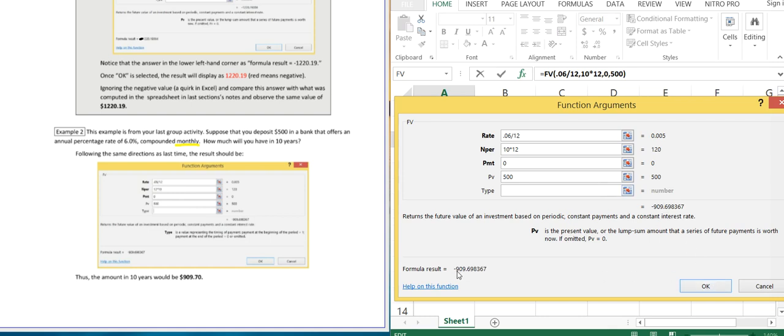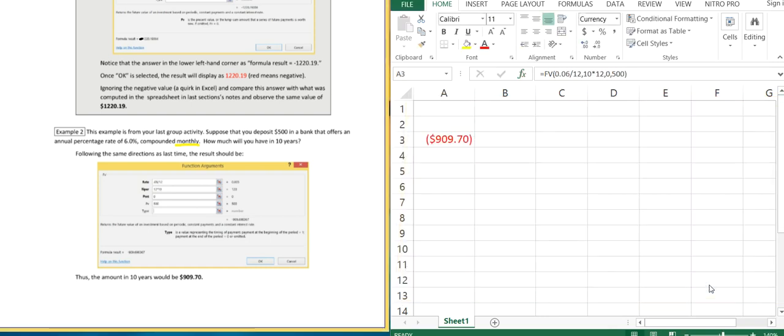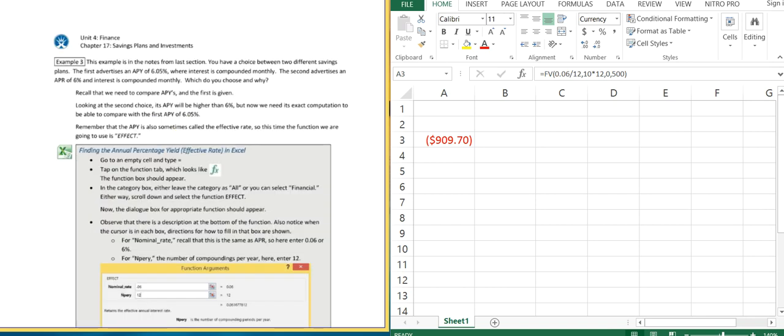Now here again, notice that little negative. I'm not crazy about it. I wish it was different, but that's just how Excel is. And then you hit OK, and it comes out as a red, and that's technically a negative number in Excel. But here's what we know. That is the amount we have in 10 years. So in 10 years, we would have 909.70. So that's how you can use the FV function and not have to set up a spreadsheet. So the FV will give you the future amount, future value.